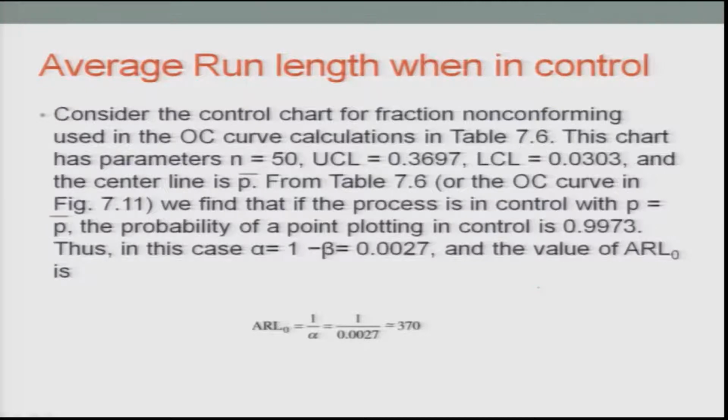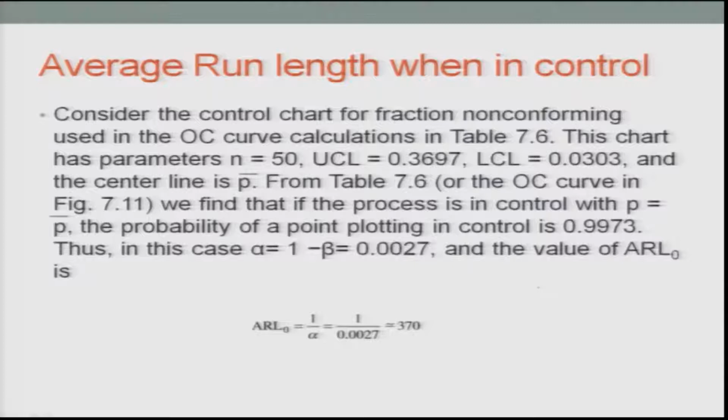Now, you want to find out the average run length when the process is in control. So, consider the control chart for fraction non-conforming used in the OC curve calculations in Table 7.6. What you want to do is find the average length of time based on which you can take a decision whether the actual process is in control or out of control.